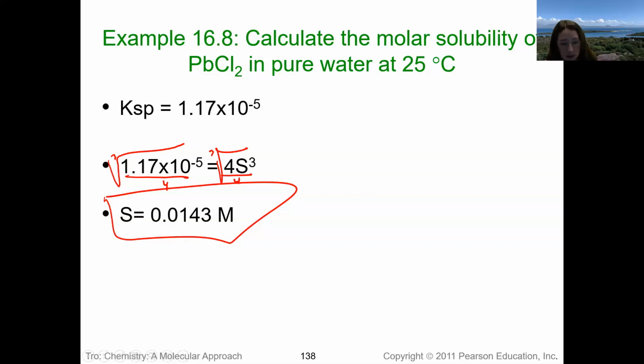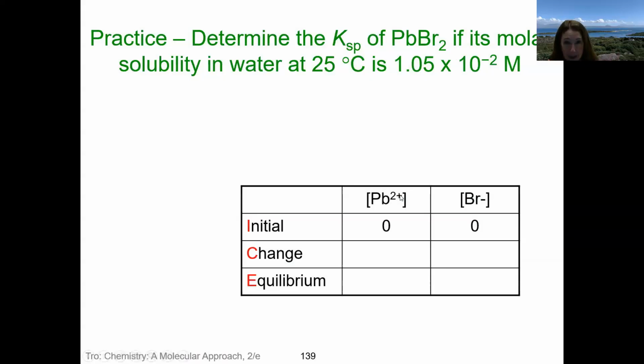Again, we use our Ksp just like we used our Ka and our Kb and our Kaq and our Kp, right? All the Ks get used the same. So let's look at this reaction here, PbBr2. If we looked at the solubility table, it would say that this is insoluble, but it's not all the way insoluble.